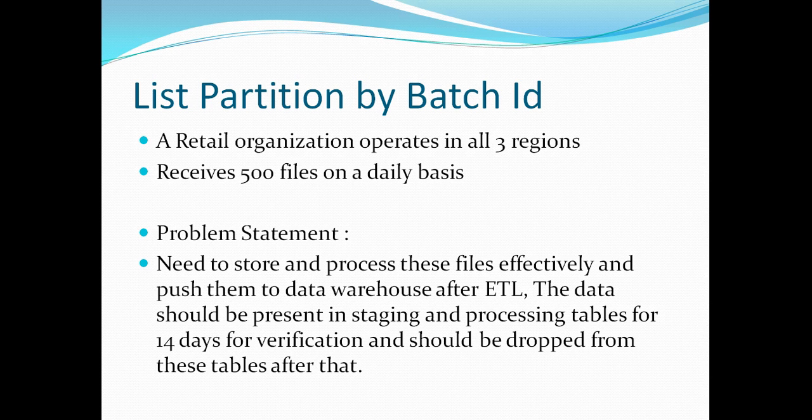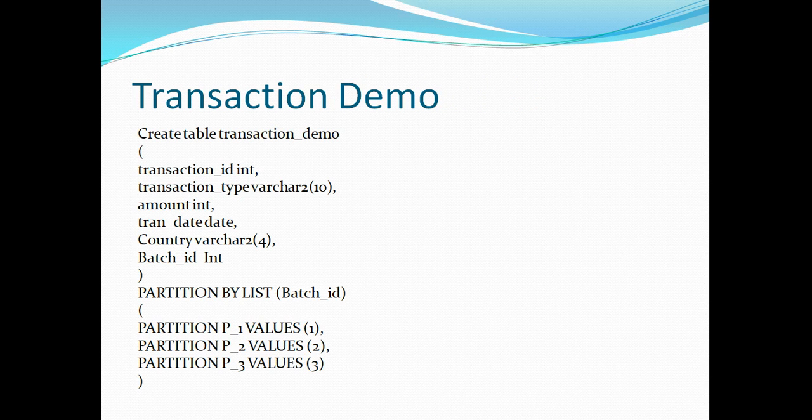So hopefully you gave it a thought and you came up with something. This can be done using numerous ways. I will give you one example where I saw that it was implemented effectively. So we have this transaction demo table. This is a staging table, and what we have done is we have partitioned this table by list using batch ID. So we have created 3 partitions here with values 1, 2 and 3. And as we receive files, we will create these partitions on the fly.